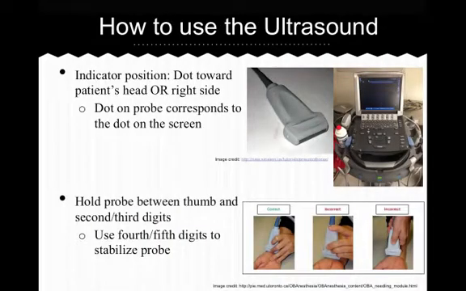The indicator, seen here, corresponds to the dot on the screen. This allows you to orient the directionality of the probe to that of the screen. Always point the indicator, the small dot on the probe, towards either the patient's head or right side. The proper way to hold the ultrasound is demonstrated here, with the probe between the thumb and second and third fingers, with the fourth and fifth fingers resting on the patient to stabilize the probe.